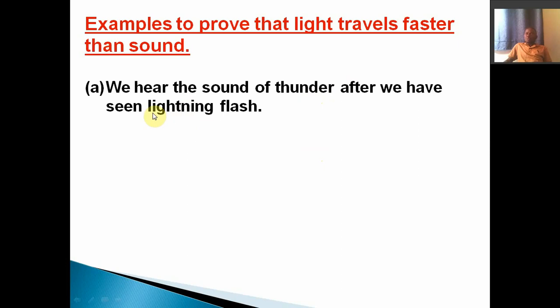What does that prove to us? It proves that light really travels faster than sound, because all of this happens at the same time. For thunder and lightning to occur, what always happens is a positively charged cloud and a negatively charged cloud, and when they come into contact, a reaction takes place, hence producing sound and light.